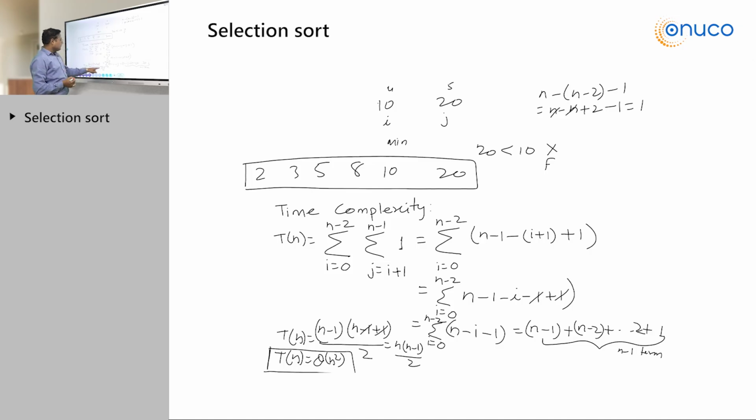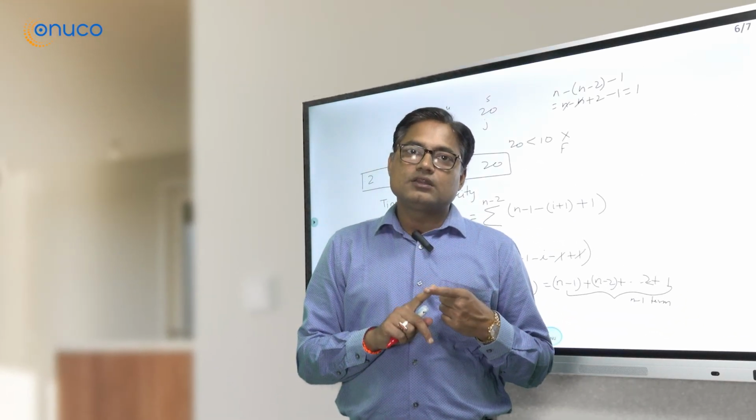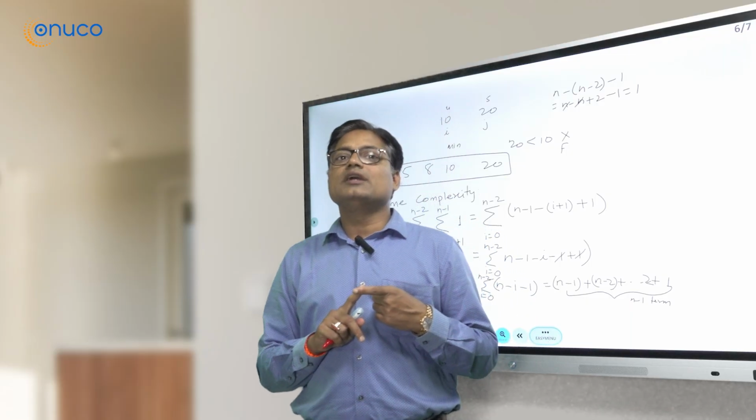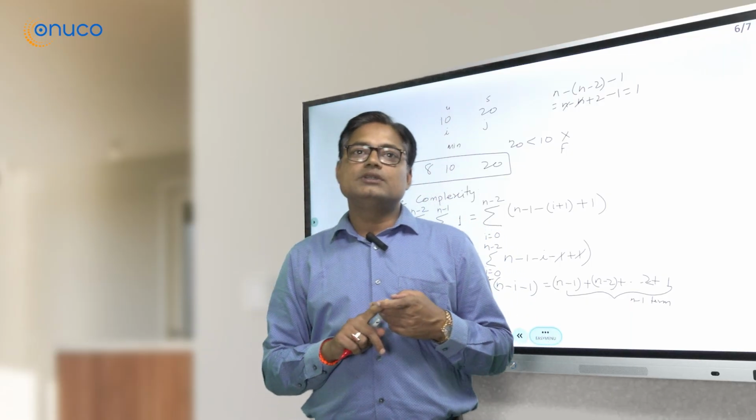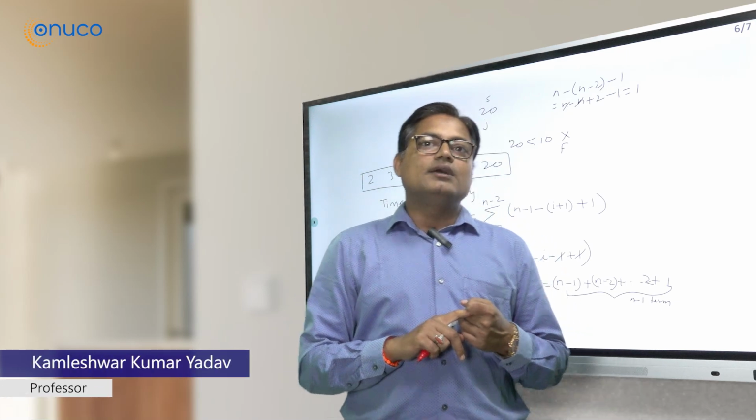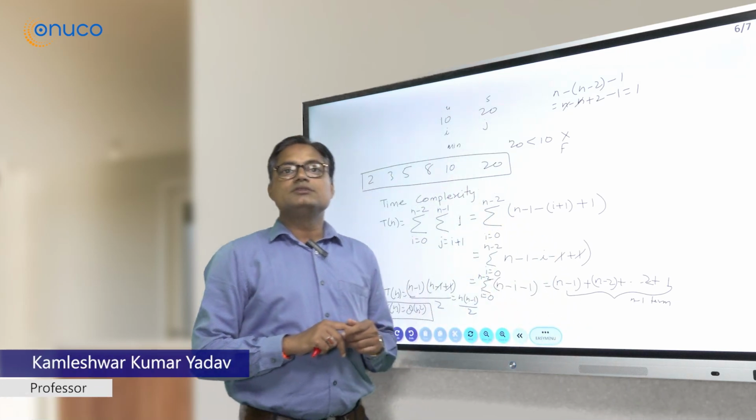Theta of n square, because it is quadratic, and we have learned in the previous chapter that if it is n into n minus 1 divided by 2, it is a quadratic equation, and in that case we can write it is theta of n square. Time complexity of selection sort is theta of n square. Fine, so we'll stop here. Selection sort, we learned how to write the algorithm and how to sort the elements in ascending order by using selection sort, which is written based on the brute force technique.